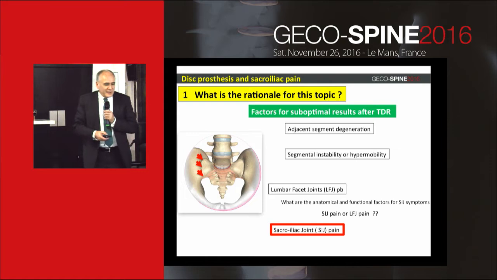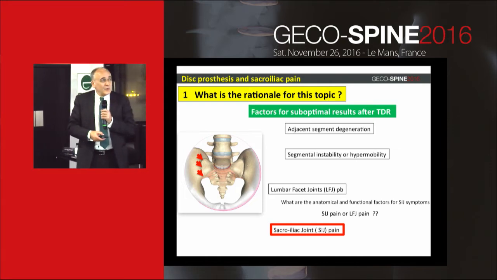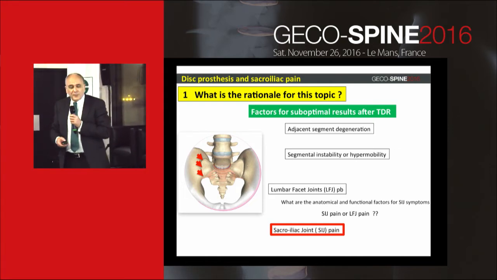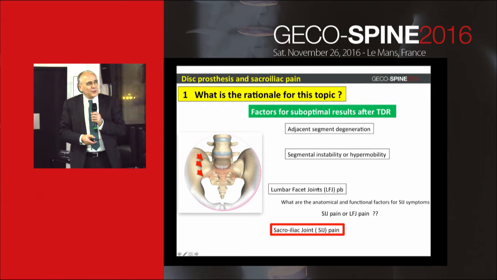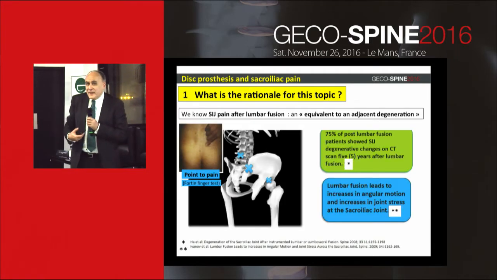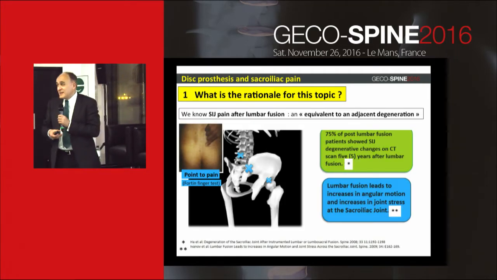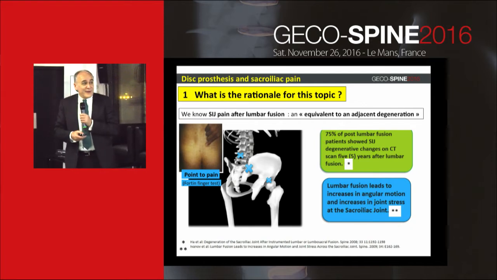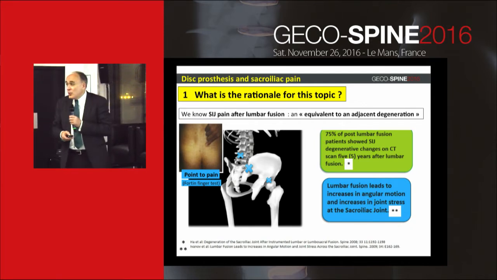What is the rationale for this topic? First, we know the factors for suboptimal result after total disc replacement. We see all of those suboptimal factors, but sacroiliac pain is a true problem. In our experience with monoblock prosthesis, the rate of facet pain is very low.